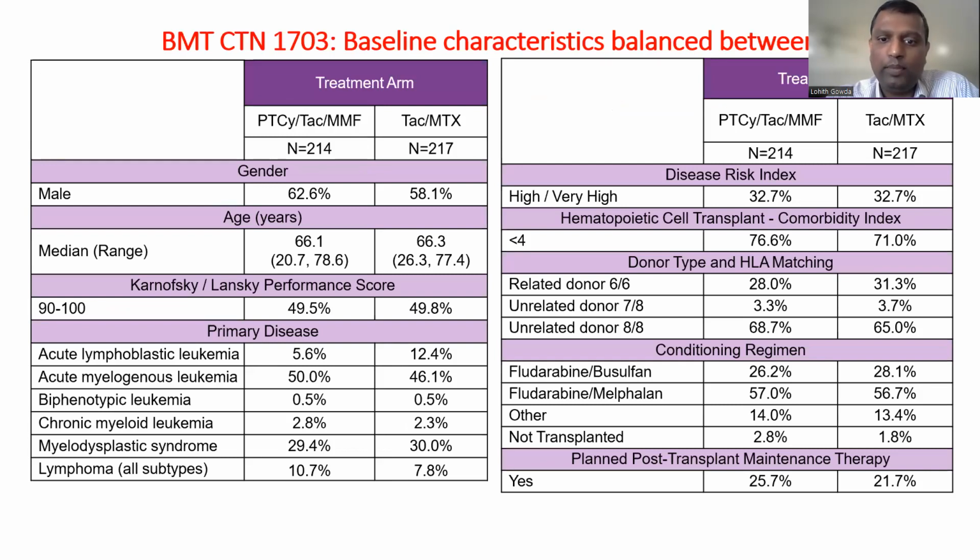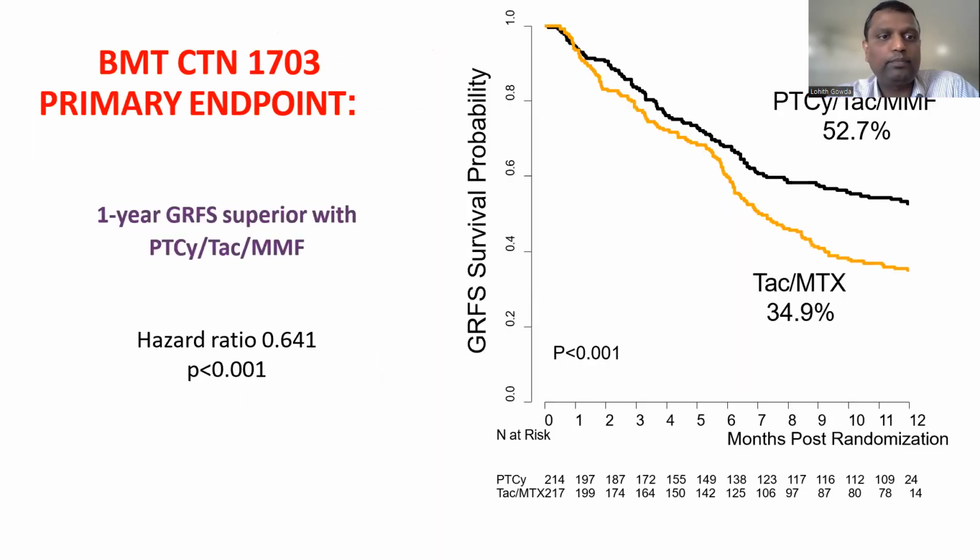It had a wide range of hematologic malignancies. And here's a percentage of related and unrelated donors, with unrelated donor being the commonest platform. They did allow different regimens to be chosen, that is BuFlu, FluMel, which perhaps in modern day are some of the commonest options used. Planned post-transplant maintenance therapy was used in approximately 25% of the people in the post-Cy arm versus 22% in the non-Cy arm. The study did meet the primary endpoint.